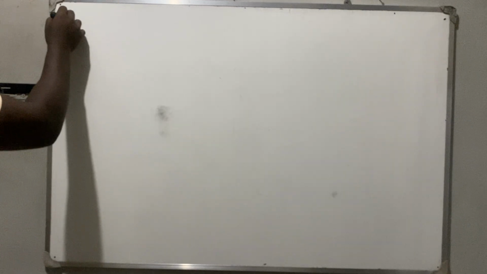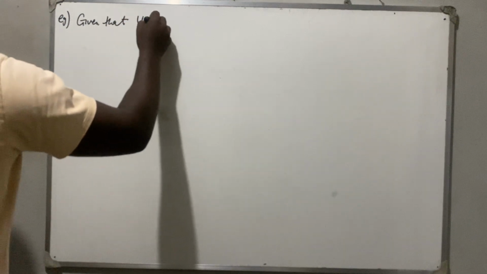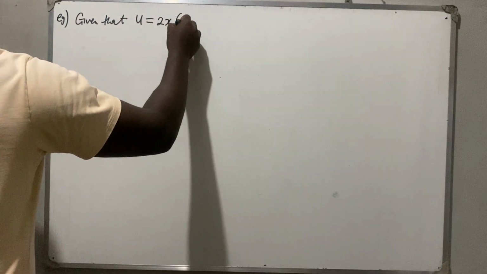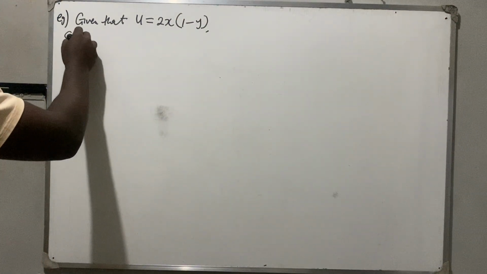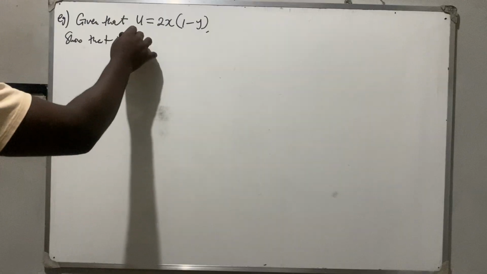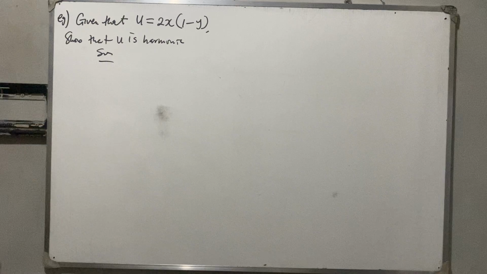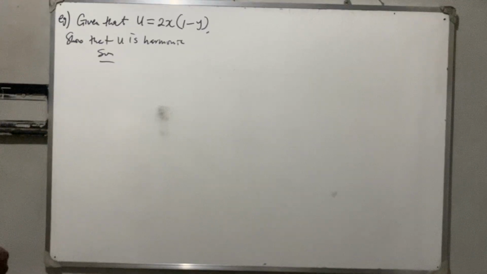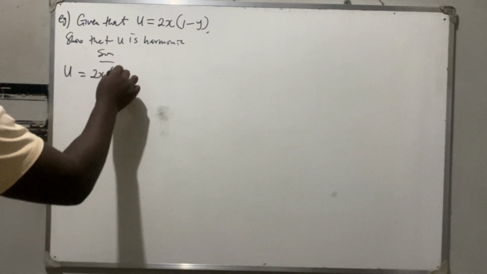Okay. So first example, they said given that u is equal to 2x in bracket of 1 minus y, show that u is harmonic. Solution. Okay, this one is a very simple question. Because of time, that's why I gave this one. So u is equal to 2x in bracket of 1 minus y.